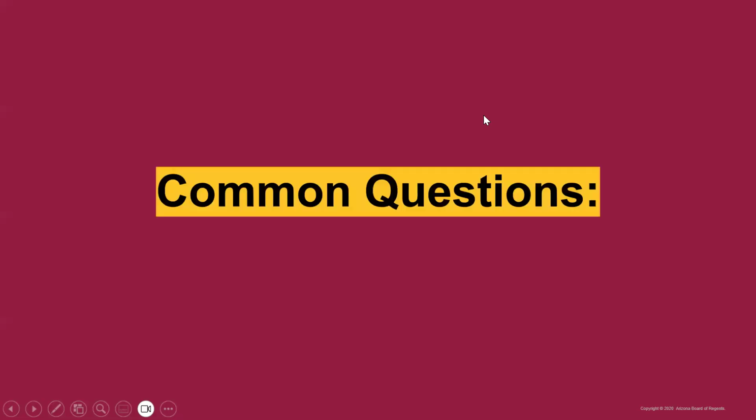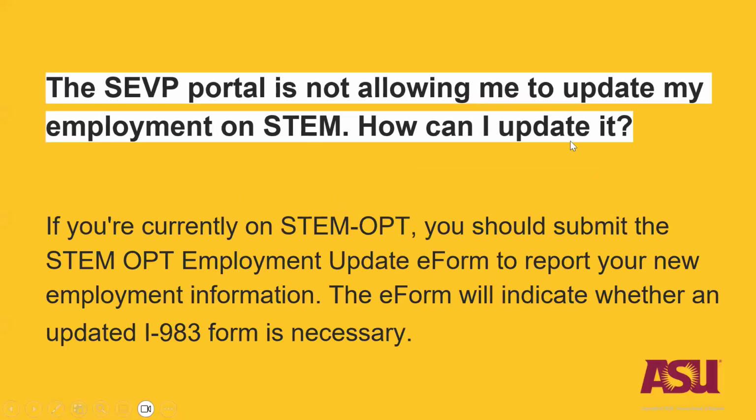So, with all that being said, let's take a look at a few common questions that we have. And those questions are, first of all, this SEVP portal is not allowing me to update my employment on STEM. How can I update that? Well, keep that in mind. If you're currently on STEM extension, you should submit the STEM OPT employment update eForm whenever you have new employment information. And that's going to indicate whether you need an updated I-983, but you're going to need to submit any updates directly to us through that form there.